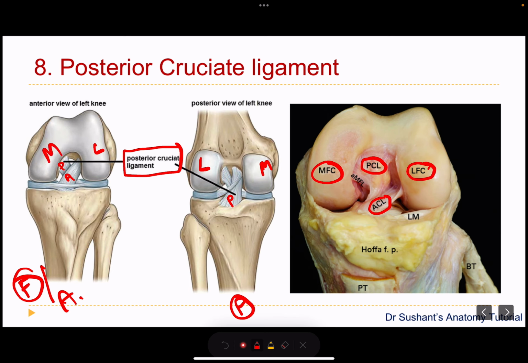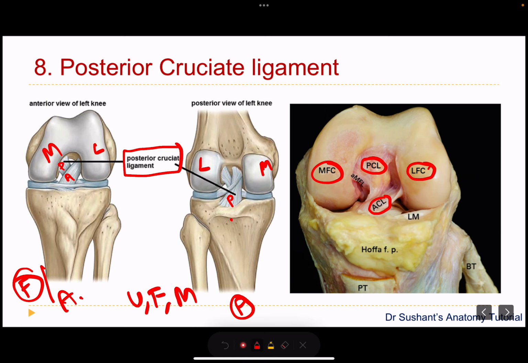Now when you look at the posterior cruciate ligament, it passes upwards from the tibia, because the inferior attachment of the posterior cruciate ligament is to the posterior most part of the tibia in the intercondylar area. So it passes upwards. Because it is posterior, it passes forwards. So upwards, forwards, and it passes medially, because it will be attached to the medial condyle of the femur.